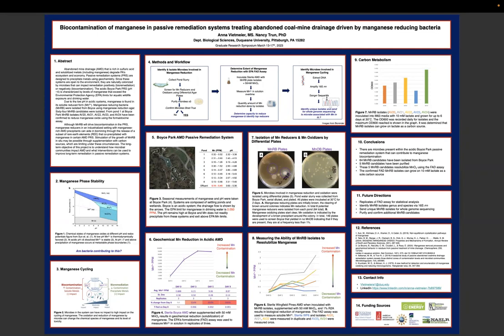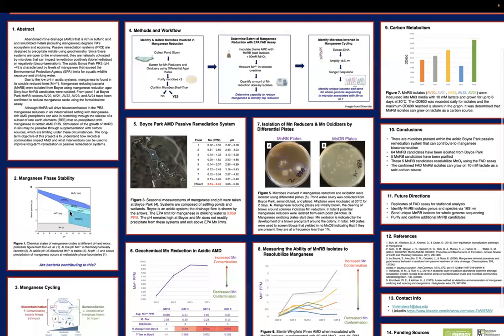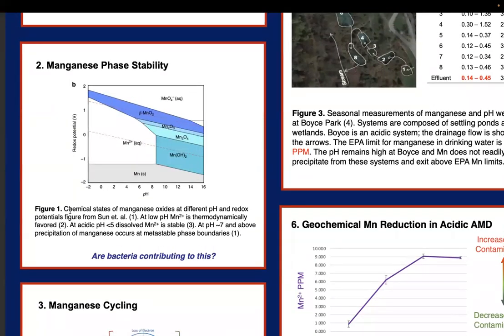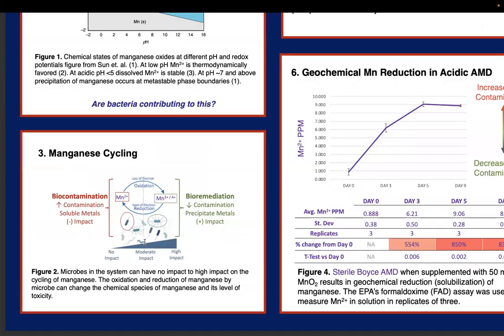So I'm going to talk today about manganese biocontamination in passive remediation systems that are treating abandoned coal mine drainage. To get us started, here's some background on manganese stability. This means that manganese can be found in different chemical forms based on the pH that's present. What we're most interested in is the aqueous form of manganese, Mn2+, because this is the form that's water soluble. So this is the kind that will enter the watershed and pollute the local environment.